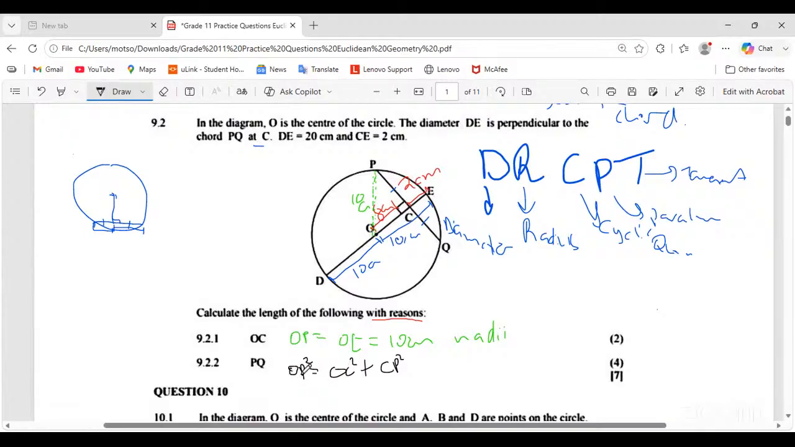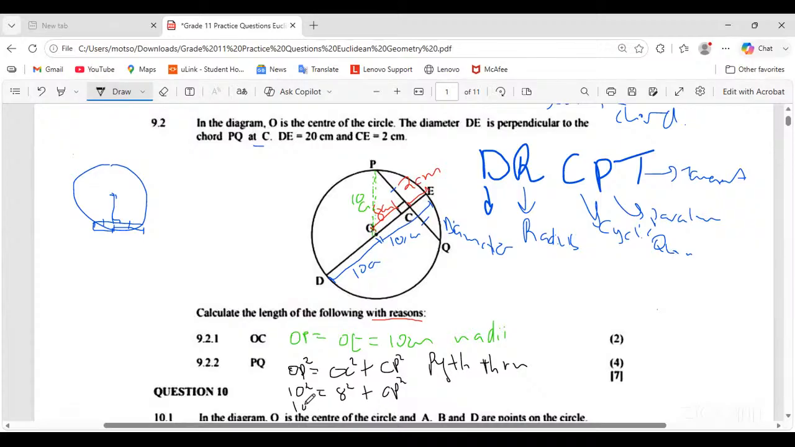Why do I say OP squared is equal to OC squared plus CP squared? Because that is the theorem of Pythagoras. Now, let us make our substitutions. What is OP? It is 10, then we square it. What is OC? It is 8, then you square it. What is CP? CP is the one that we are looking for.